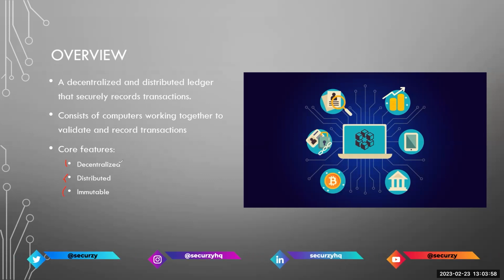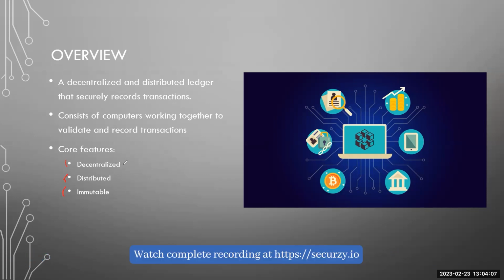When we are talking about decentralization, the meaning is that there is no central authority controlling the network, as opposed to the financial systems that we know about today. We have, for example, banks. The bank is a central authority who controls the transactions of money. When we are talking about a blockchain network, we are talking about a network that doesn't have a central authority that controls it.